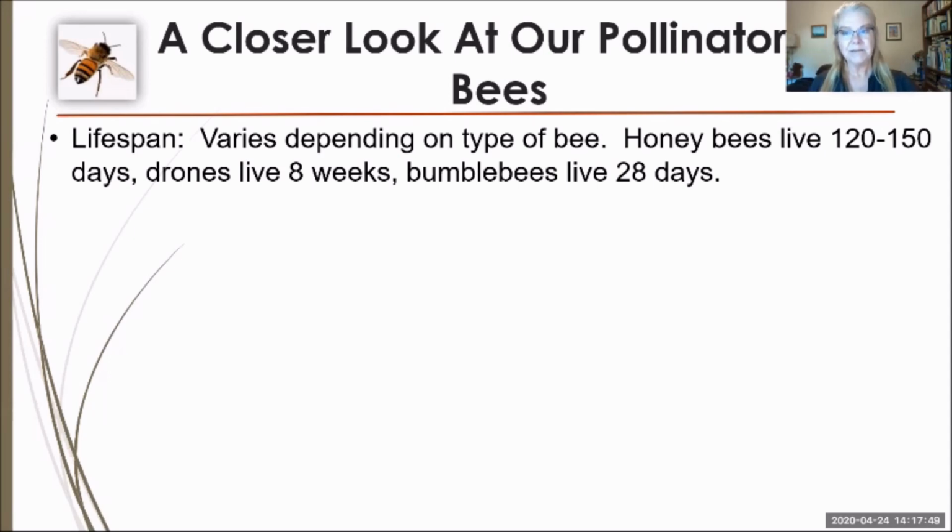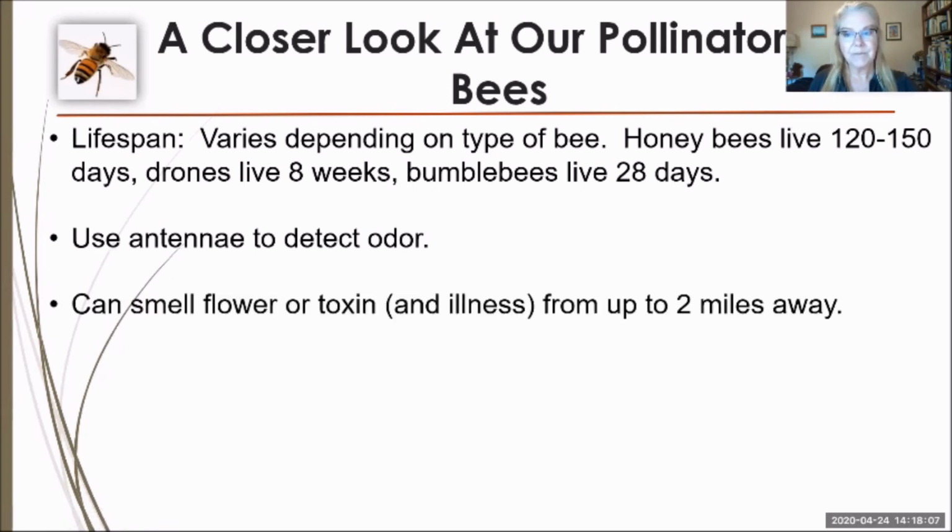With bees, the lifespan varies depending on the type of bee. A honeybee lives from 100 to 150 days. Bumblebees live around 30 days. Bees use their antenna to detect odor, so we want to have plants and flowers that are really fragrant. They can smell a flower or a toxin, an illness, something like cancer, from up to 2 miles away.